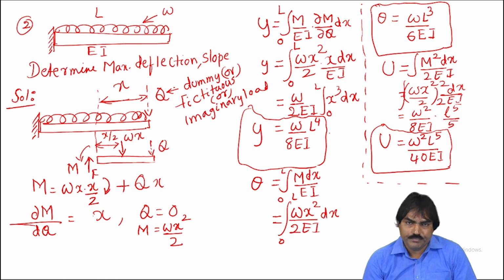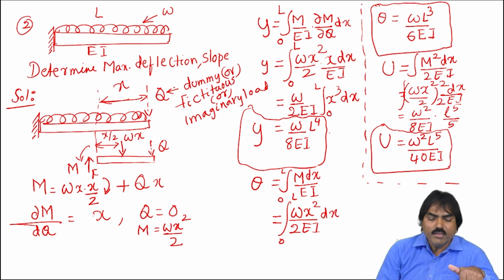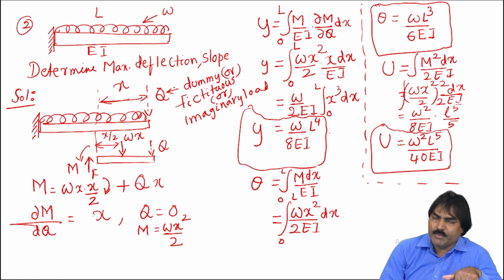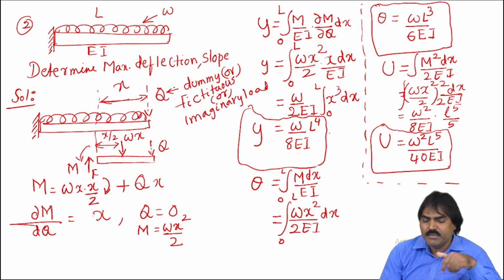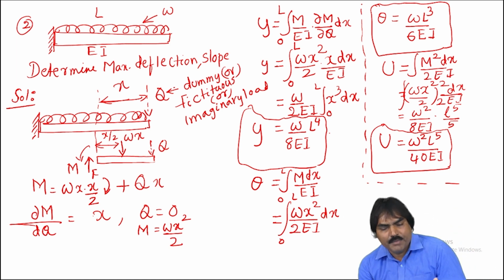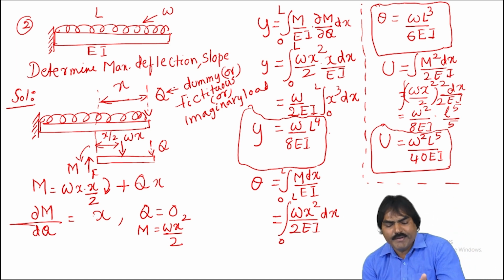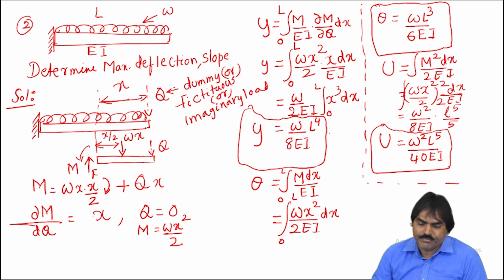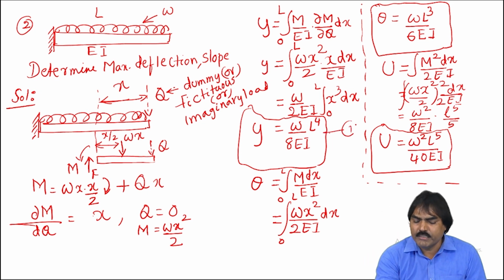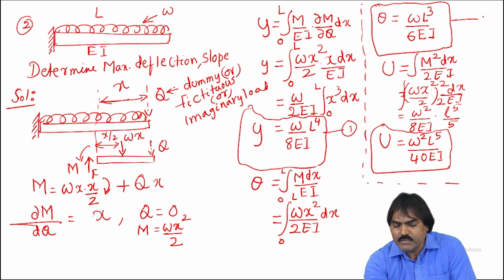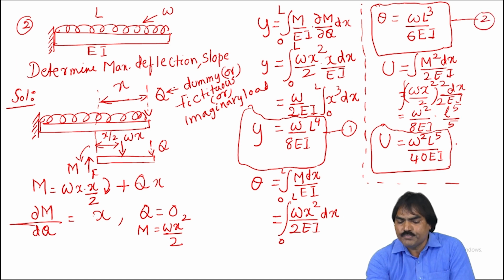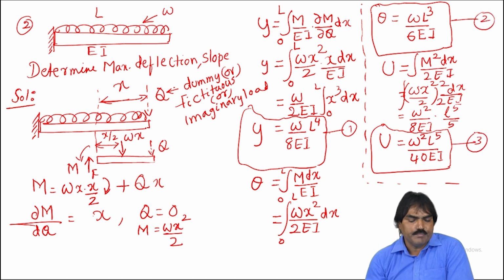So, numericals. They may give the length, the Young's modulus, and the moment of inertia of the cross section. The load will be given, from which you can find the deflection, the slope, and the energy. This is the deflection, equation number 1. This is the slope, equation number 2. This is the energy.